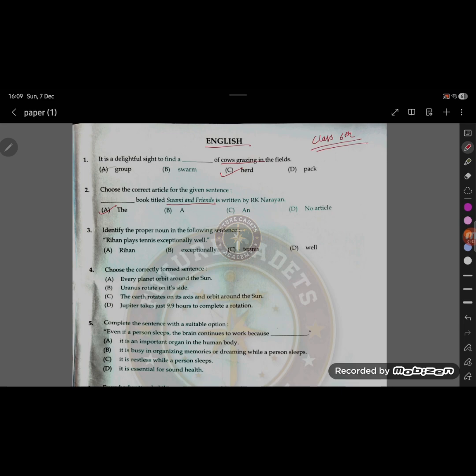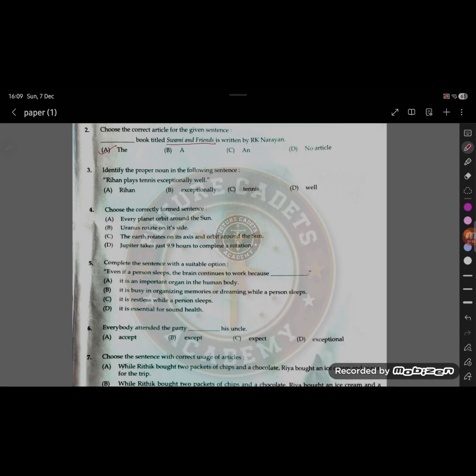Now moving to the next question, we have identifying the proper noun. Now for a proper noun, we know it refers to a specific person, and here Rihan is the name of a person, and thereby Rihan is the proper noun in this sentence.